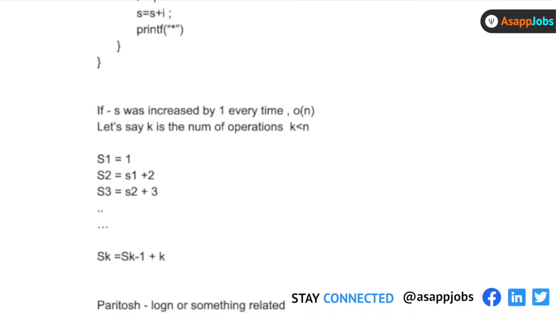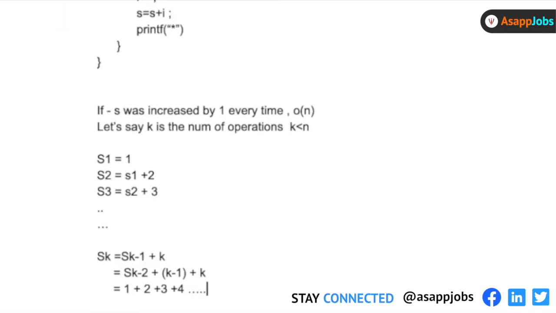S of k, the value of s at the kth time, I can write as s of k minus 1 plus k, because s3 is s2 plus 3, and s2 is s1 plus 2. So sk is sk minus 1 plus k. And sk minus 1 I can again break into sk minus 2 plus k minus 1. If we extend it like this, sk minus 2 again breaks down into sk minus 3 plus k minus 2. If we keep moving like this, it will ultimately be broken into a series: 1 plus 2 plus 3 plus 4 and so on till k.